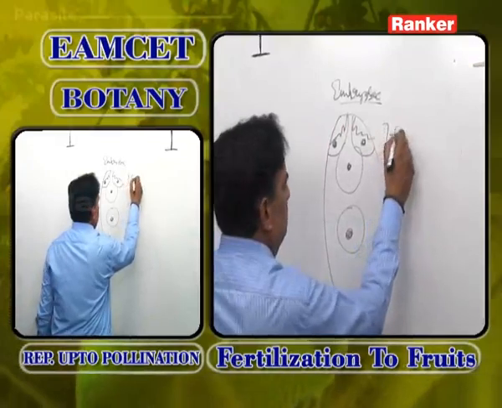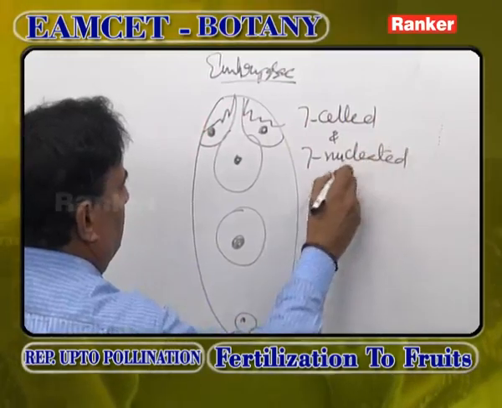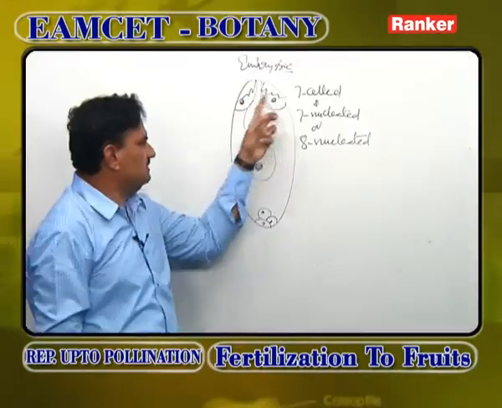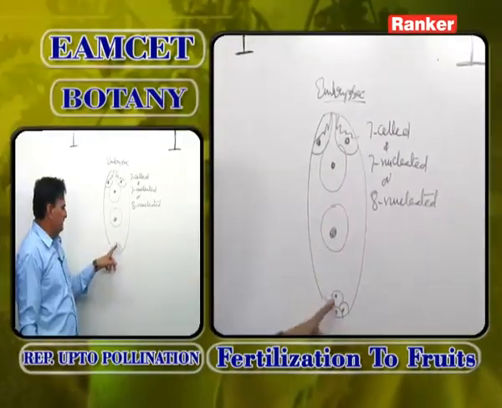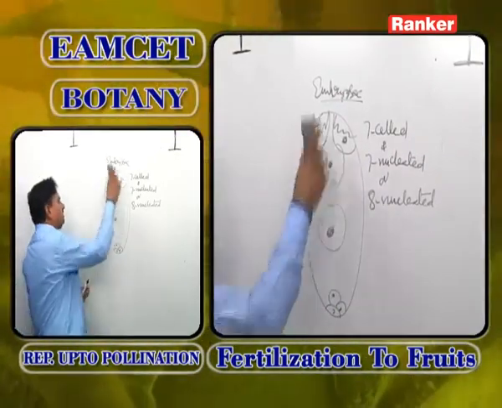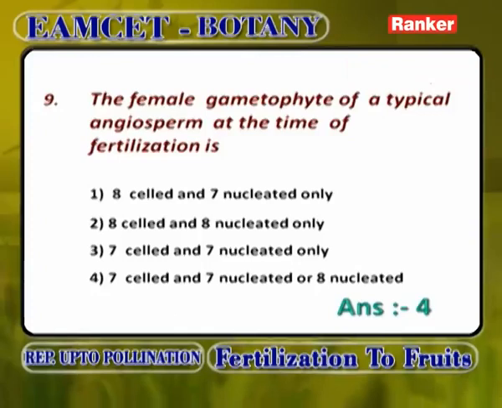So it is 7-celled and 7-nucleated or 8-nucleated. 7-celled: 1, 2, 3, 4, 5, 6, 7. Why 7-nucleated? 1, 2, 3, 4, 5, 6, 7. But the central nucleus is diploid because it is formed by the fusion of polar nuclei. So because it is diploid, it can be regarded as 2 nuclei or 1 nucleus. So the answer is 7-celled and 7-nucleated or 8-nucleated while it is ready to be involved in fertilization.